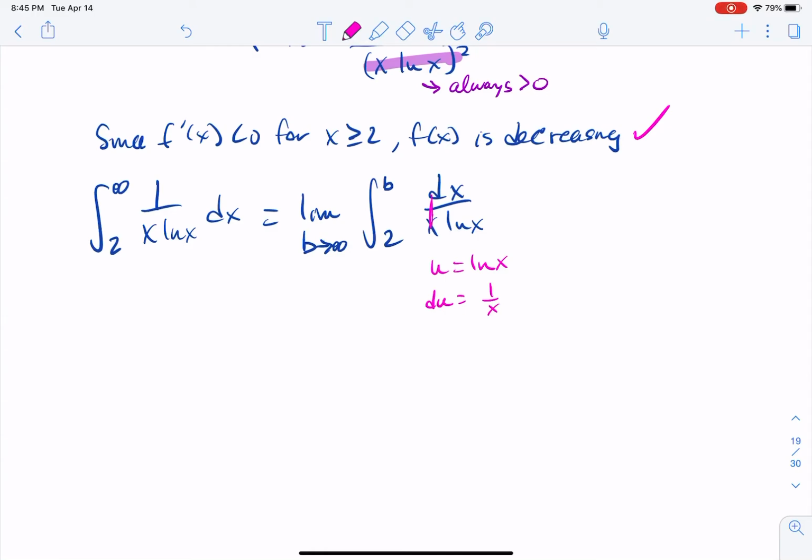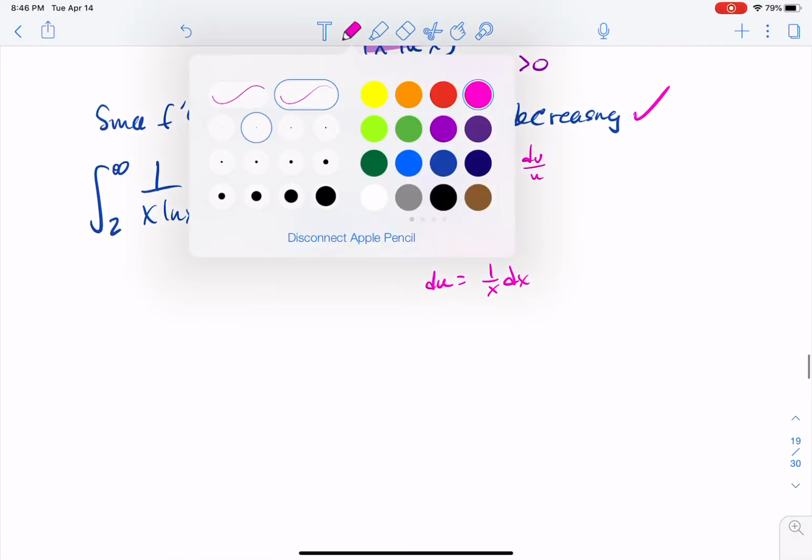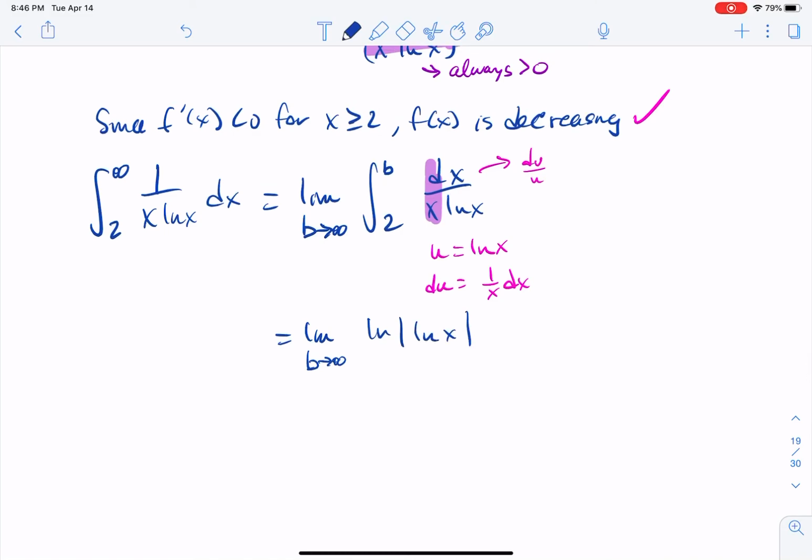That dx over x. Oh yeah, I do need a dx on here. So again, I don't even have anything to compensate for. This is a du over u, which is the natural log of the absolute value of u, equals the limit as b goes to infinity of the natural log of the absolute value of, well, what's our u? The natural log of x, evaluated from 2 to b. It's kind of like an inception of natural logs. The natural log of the natural log.